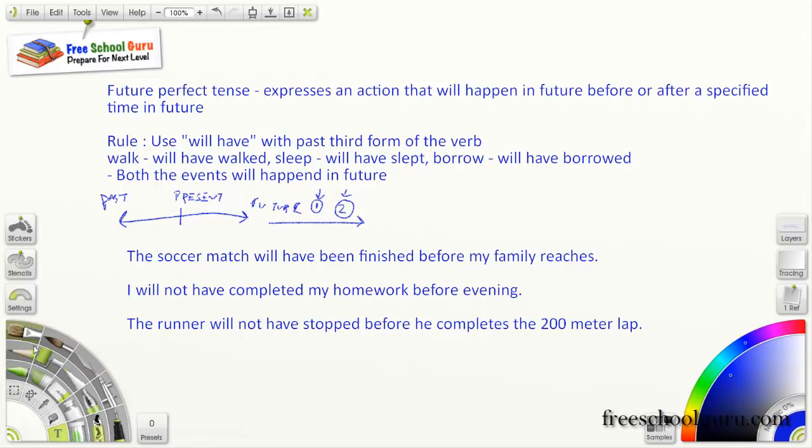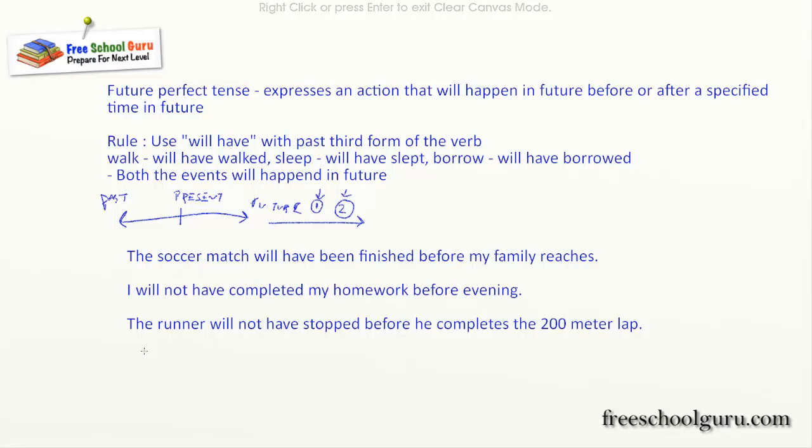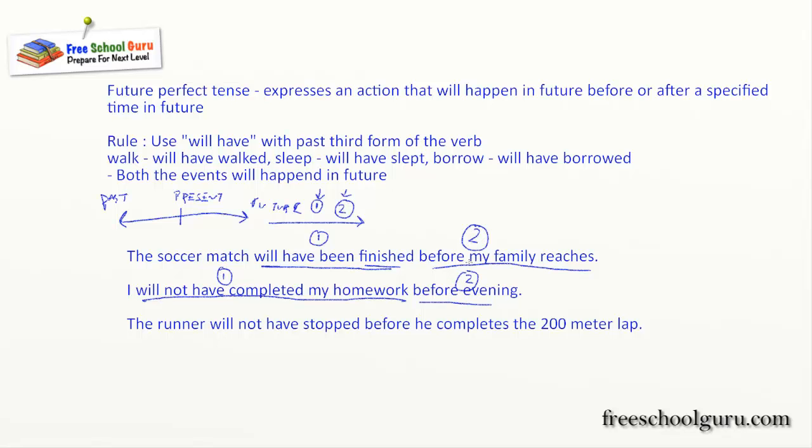Okay, so think about it now. What is it that we are saying? In the first one, the soccer match will have been finished before my family reaches. So it's not finished yet. It will be finished in future, before my family reaches. So again, we are saying in the future, by the time my family reaches. This is the specified time. This makes it future perfect tense. Similarly, I will not have completed my homework, which is again an action in the future, before evening. This is the specified time.